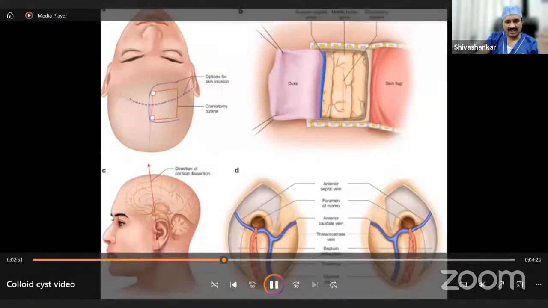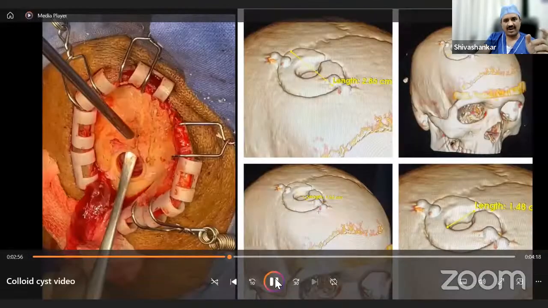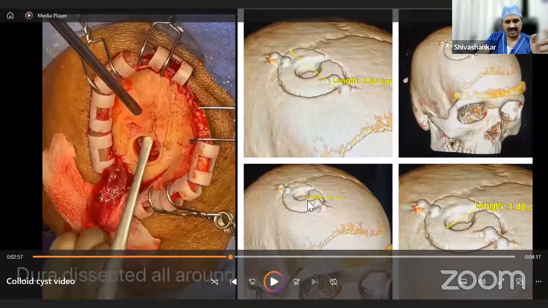Then I converted this into a craniotomy, extended the incision, and made around a 5 centimeter incision. And through the same hole, I converted it into a craniotomy. You can see this is the initial burr hole, around 1.45 centimeter to 1.24. Then we did a craniotomy from 2.86 centimeter here. The same approach.